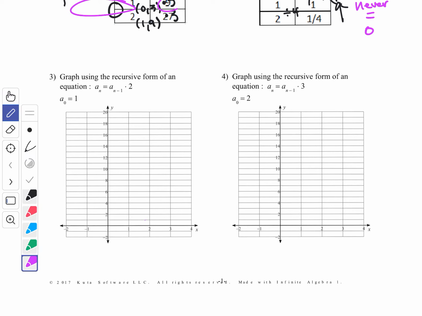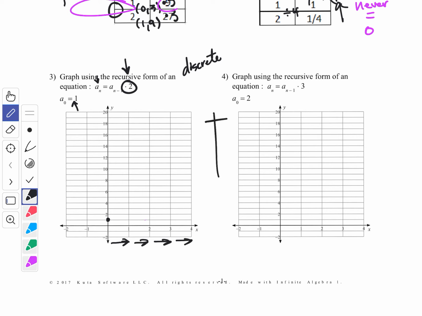So now, when we're graphing these recursive ones, we've got the a sub n here, so we know these are going to be discrete, which means no line, because the points in between aren't part of our solution. So we find where we start. A sub 0 equals 1, there's our y-intercept. We're timesing by 2, so every time I times by 2, I'm going to go to the right one.